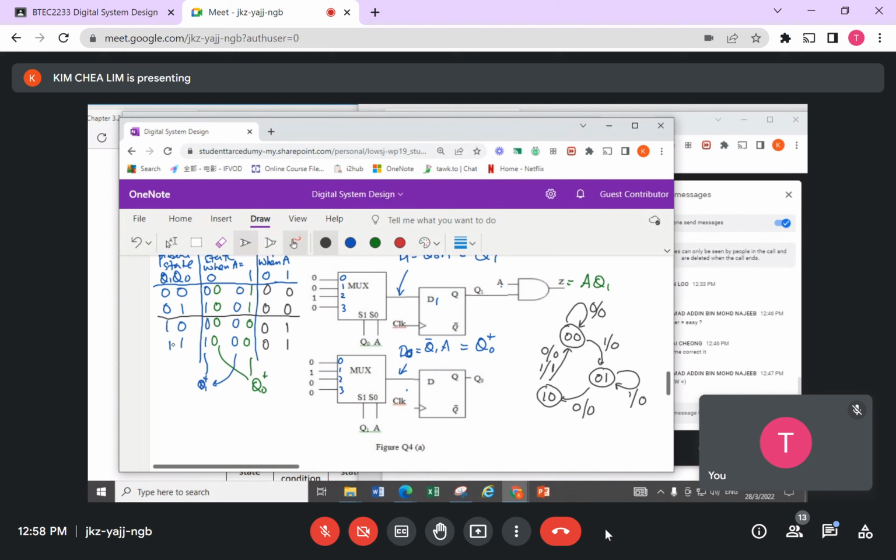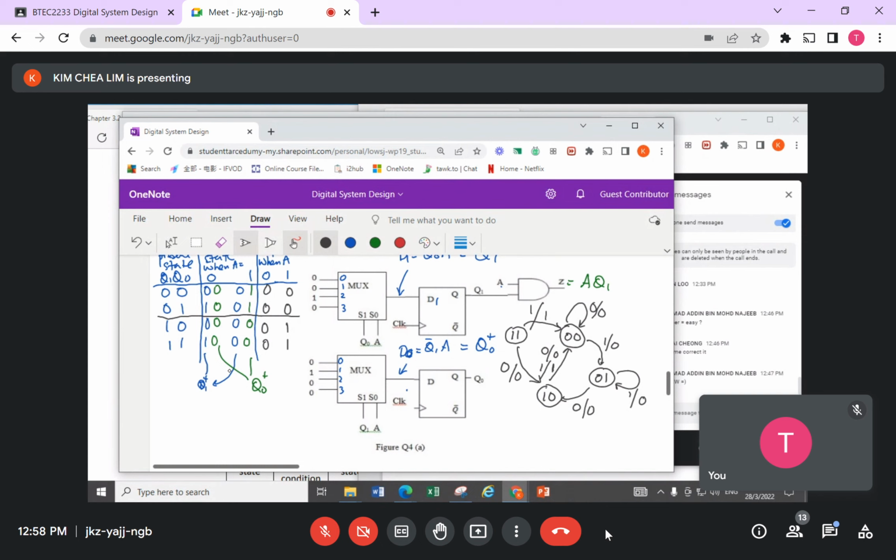Okay, this 1, 1 here. Since it's going to go here, I'm going to draw it at this side. 1, 1. If A is a 0, I come to here, I output you a 0. If A is a 1, they come to here, they output me a 1. Yeah, correct.